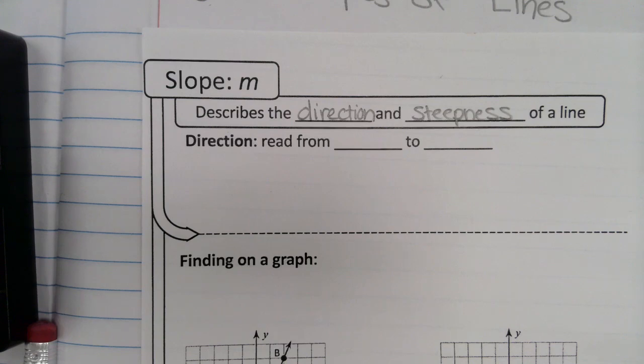But what if it rose 7 and ran 2? 7 over 2. What would that look like? 1, 2, 3, 4, 5, 6, 7 over 2. Is that a mountain you would want to climb?